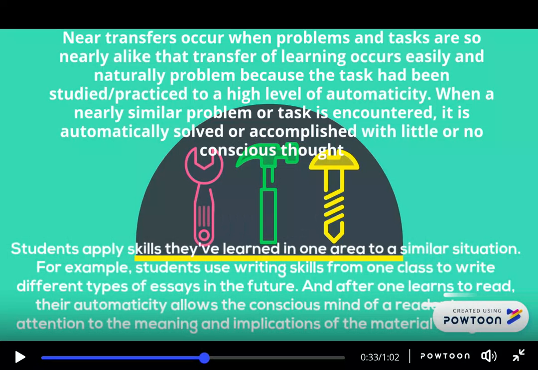So, for example, students use writing skills from one class to write different types of essays in the future. Same for reading. Once you learn how to read, the automaticity allows the conscious mind of the reader to really have reading comprehension and get meaning from the material.